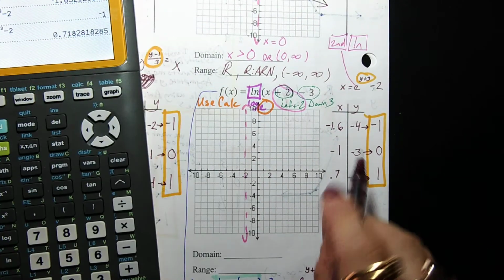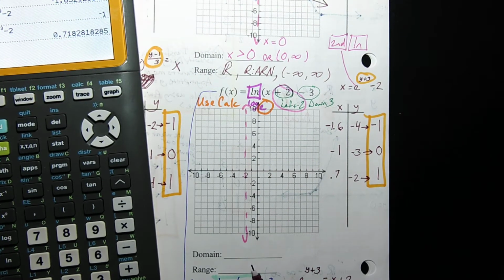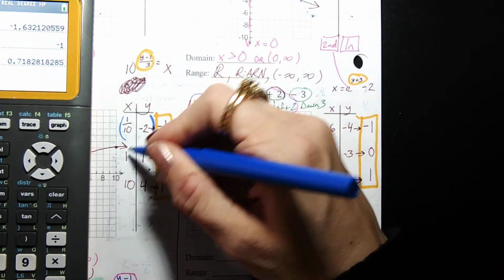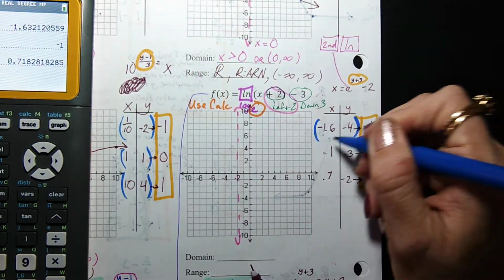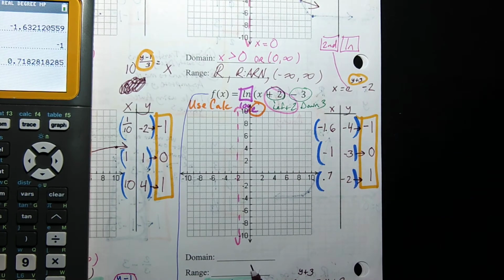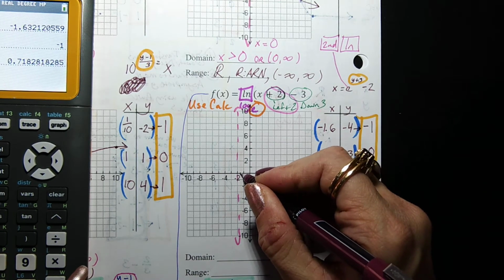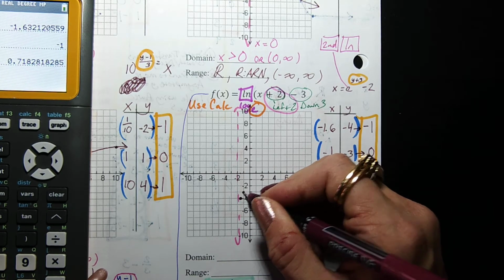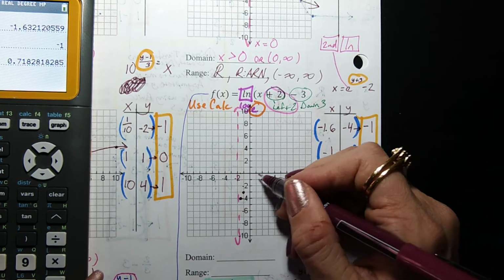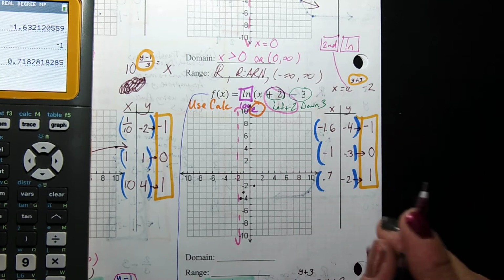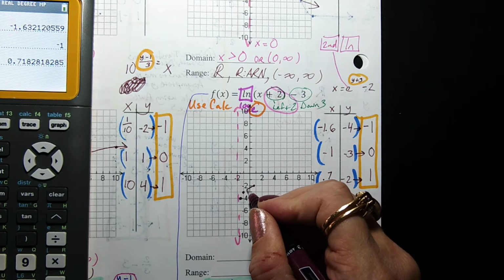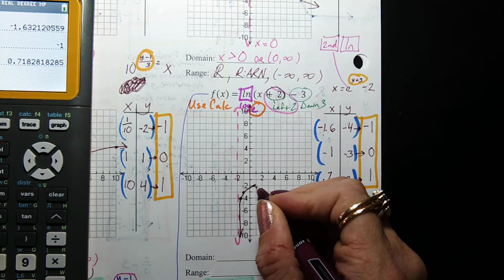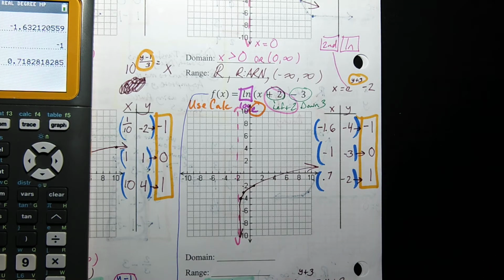So plotting these coordinates, and remember it's these ones. We'll get negative 1.6, so about there-ish, and then down 4, negative 1, negative 3, and 0.7, down 2. Not my favorite graph. We're going to curve towards the asymptote and then shoot exponentially upward and outward. See if you can state the domain and the range for this one.